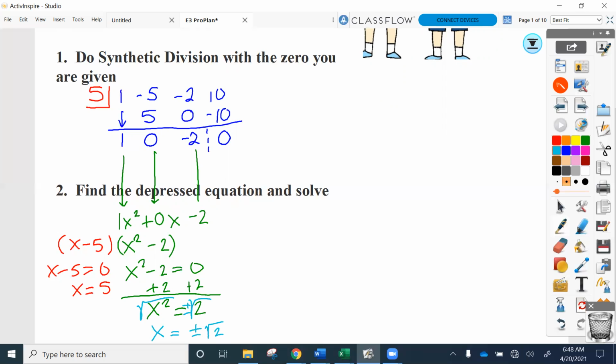So the solutions then would be, of course, we know that 5 is one of the solutions because they gave us one of the zeros in the beginning of the problem. And the other two solutions would be what we got by setting x squared minus 2 equal to 0 and solving.